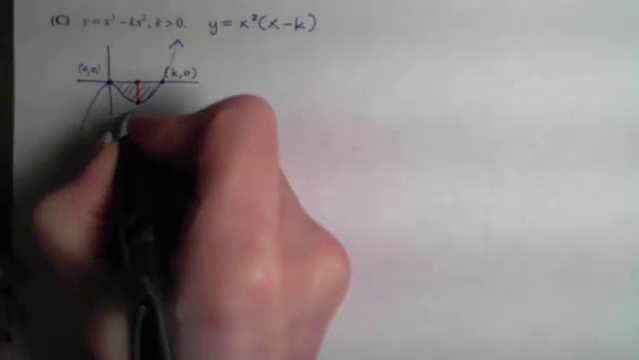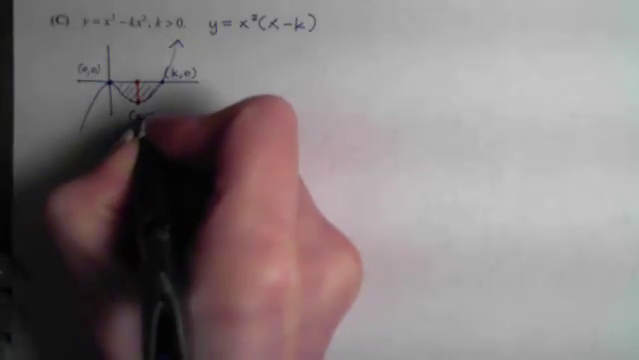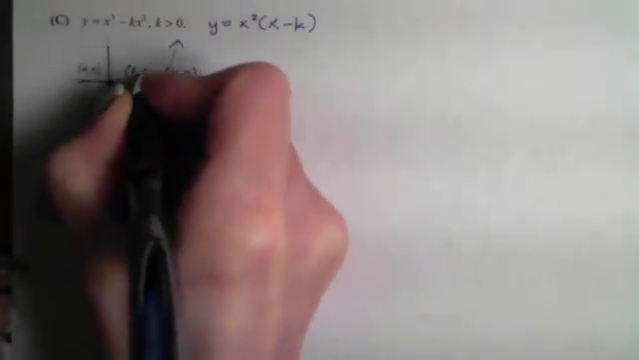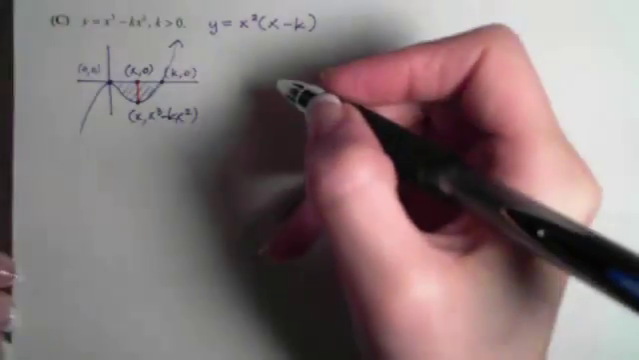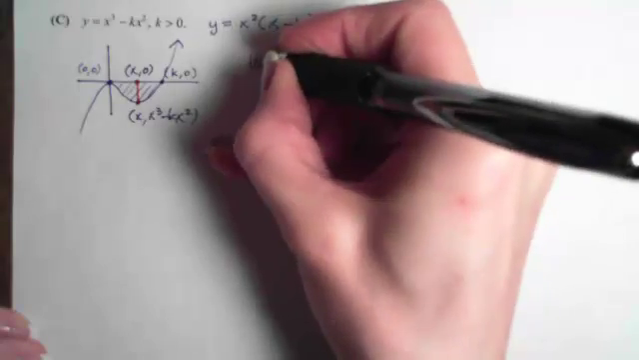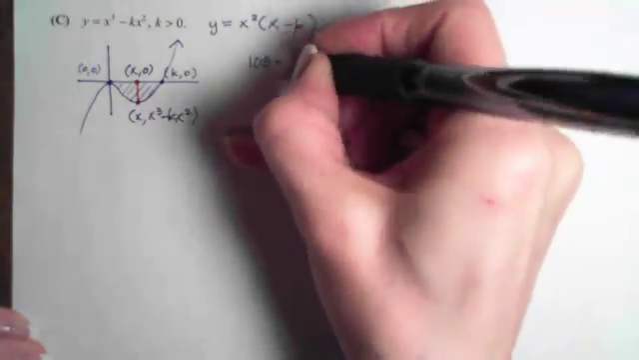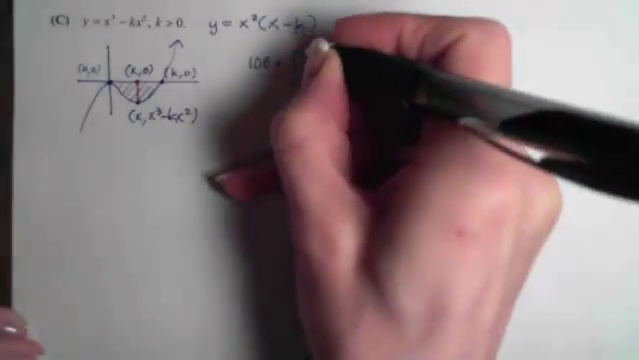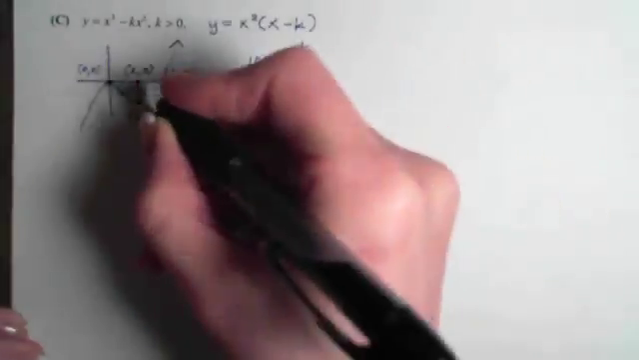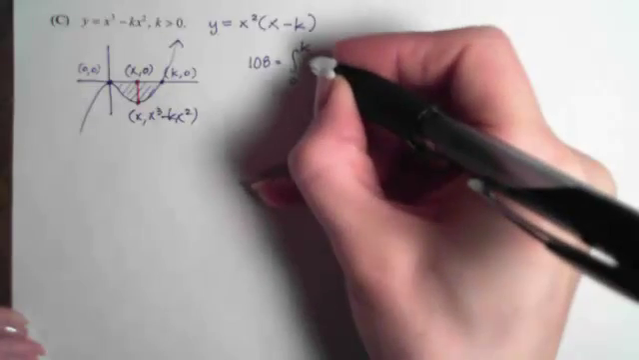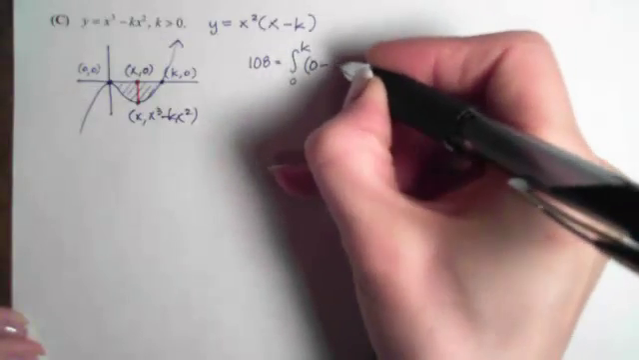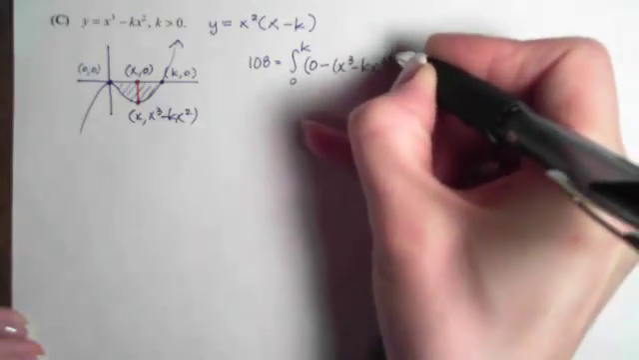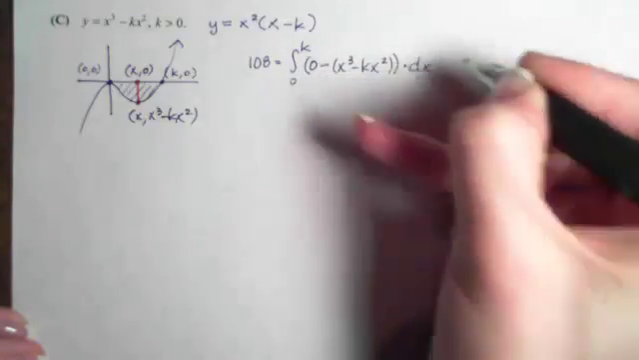So I can write this is x and x cubed minus kx squared, and this one will be x comma 0. So I can write that the area, which is 108, will be the accumulation from the x coordinate to the x coordinate, 0 to k, of the length of that strip times the width of the strip. So the length is the top y coordinate minus the bottom y coordinate, and the thickness is dx.